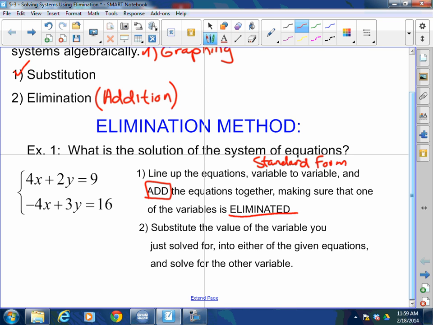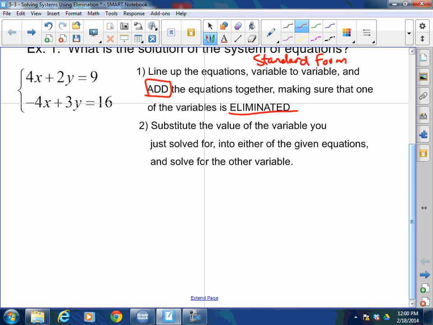Okay, so let's see the system that we have here. Will something be canceled out or eliminated when you add those two? Yes, sir. That's exactly right. When you add these two together, my friends, 4x minus 4x goes bye-bye. That's 0. So I've got 2y plus 3y. That's 5y equals 25. Go ahead and divide by 5.